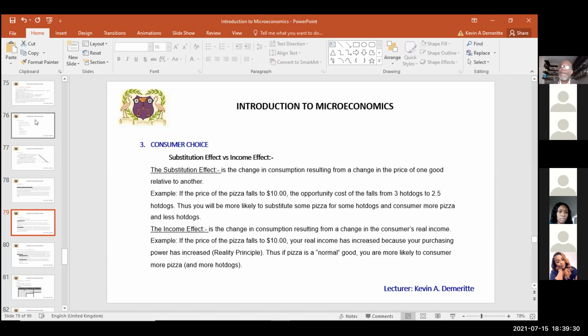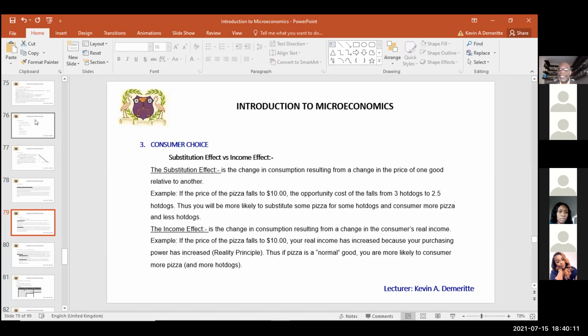The income effect is similar but different. The income effect says if the price of pizza went down, in essence, my $12 can now buy more. Because previously, my $12 could only buy one pizza. Now, my $12 could buy one pizza and I still got change. So clearly, my money now can go a little bit further. So then the question now is, what do I spend my extra $2 on?